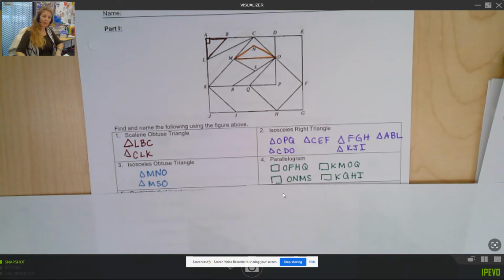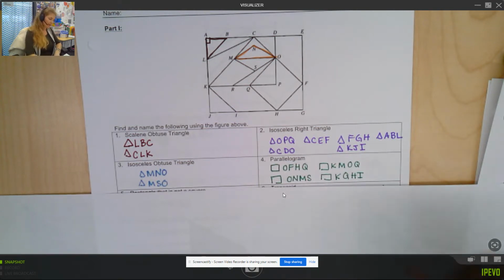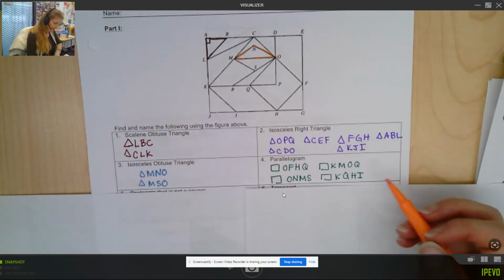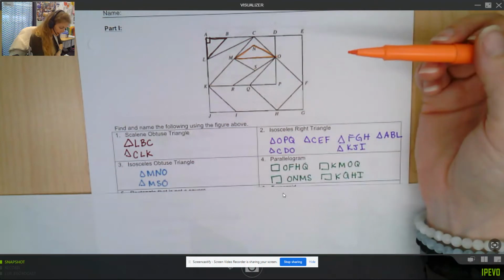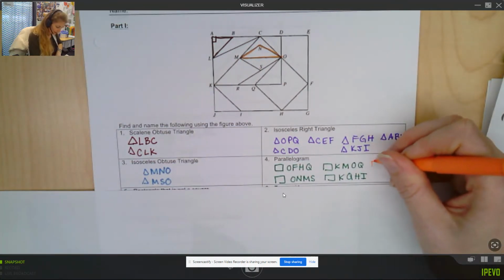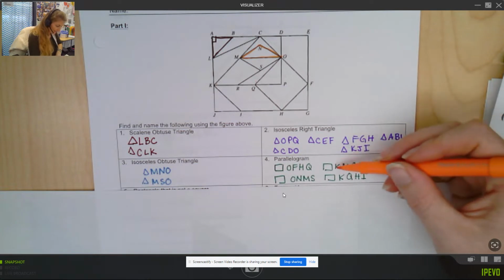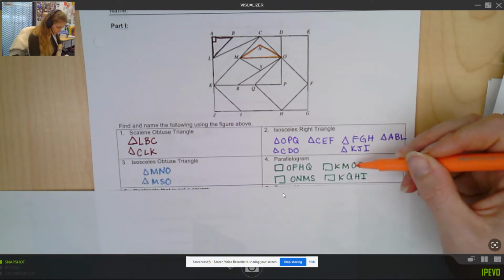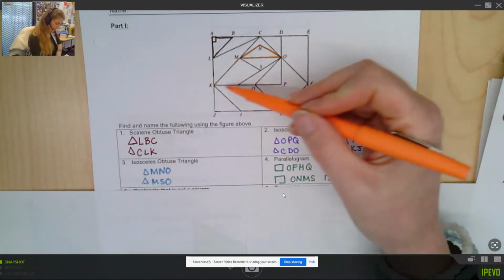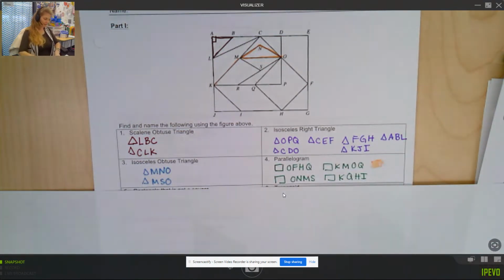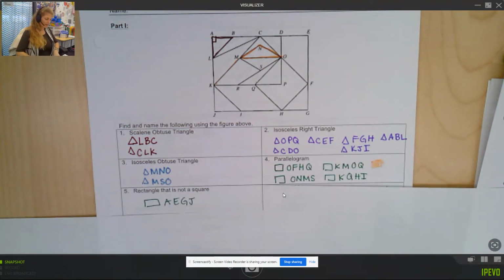A parallelogram is a type of quadrilateral. It has 4 sides where all opposite sides are parallel to each other. A parallelogram you might be very familiar with is a rectangle or a square, but they can also look like parallelogram MOQK. So I'll add that here. I guess I have that as KMOQ. I just wrote it differently. KMOQ, that is also a parallelogram. Perfect. Number 5, a rectangle that is not a square.